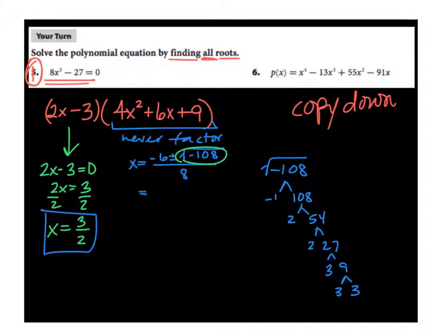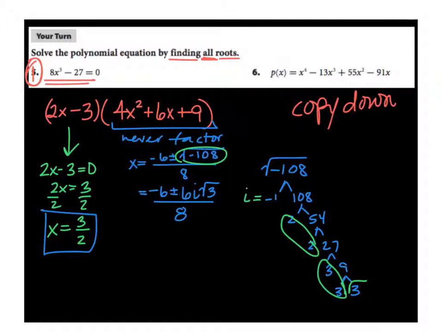And now that I have it broken down, I'm going to start pulling some numbers out. So I know -1 is my i, I have a 2, a 3, and this last 3 is going to be left over in my square root. So when I rewrite this out, I'm going to have -6 plus or minus 2 times 3 is 6i square root 3. I got the 6 because I'm doing 2 times 3 here, and then all over 8.